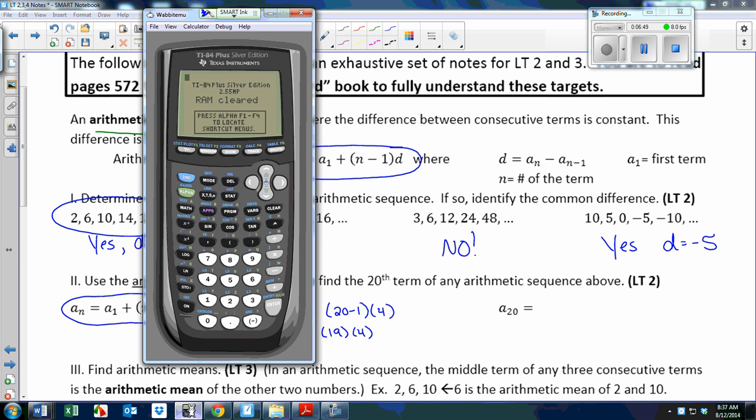Pull up the fancy calculator. 2 plus 19 times 4. Whoops, 2 plus 19 times 4. 78.